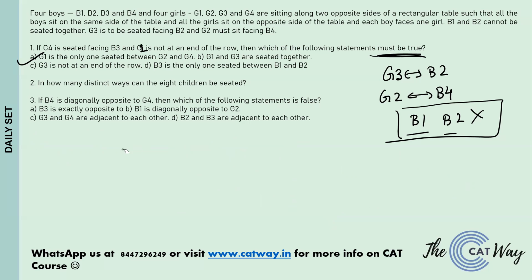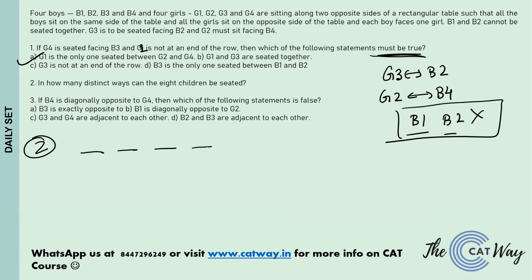All right, guys. So let's move towards the second question. In how many distinct ways can the 8 children be seated? The second question says, how many distinct ways can the 8 children be seated? All right. So we have what? We have 4 positions, right? We have 4 positions for the boys.